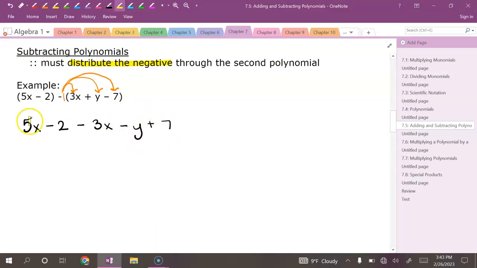Now I look for like terms. I see 5x and then minus or -3x. Those will have to go together. I see a -y by itself. There's no other y's. And I see a -2 and a +7.